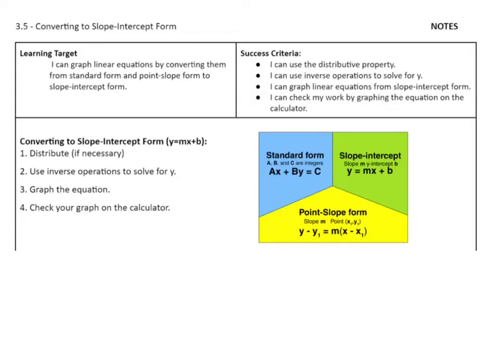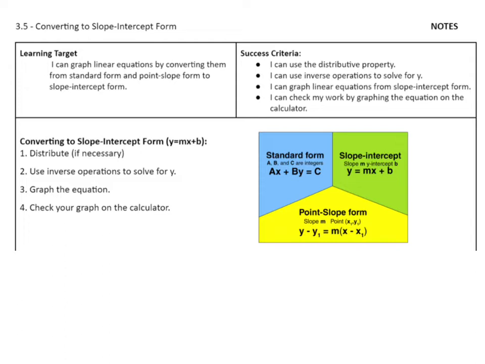Hey guys, let's look at lesson 3.5, which is converting to slope-intercept form. So last lesson, we looked at point-slope form, and the lesson before that, we looked at standard form. Now, we learned how to graph from each of those forms. Standard form, we can find our x-intercept and our y-intercept and graph them. And then point-slope form, we learned how to graph from a point and a slope.